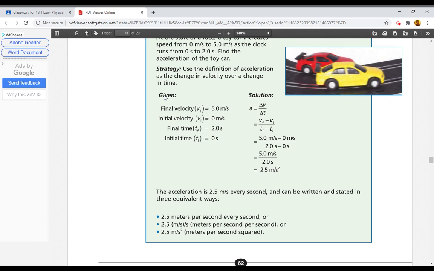Okay, and again, we're here to support you on this. So for that solution, they did 5 divided by 2, and that was 2.5 meters per second. So that's your acceleration. The acceleration is 2.5 meters per second every second and can be written and stated in 3 ways. You could say 2.5 meters per second every second, you could say 2.5 meters per second, or you could say 2.5 meters per second squared.